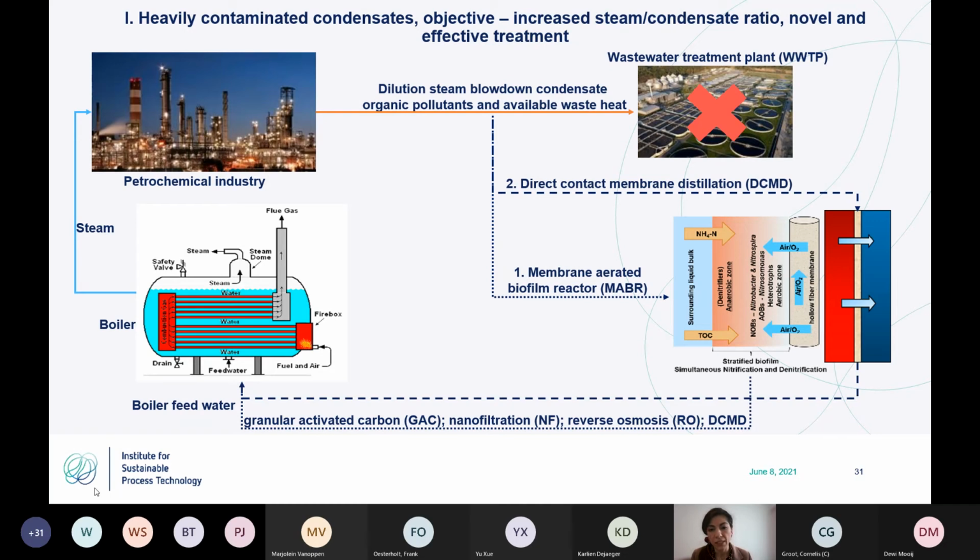One of them, membrane aerated biofilm reactor, and the other one, direct contact membrane distillation. We also tested the efficiency of polishing technologies to bring the final quality of the condensate, if possible, to boiler feed water and to close the steam condensate cycle. Next, please.